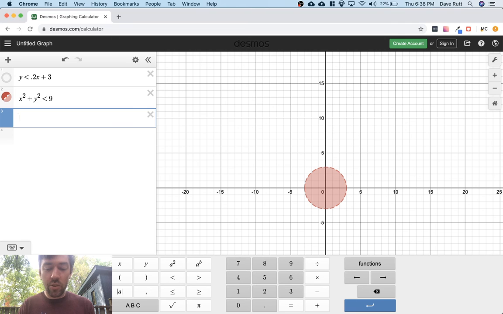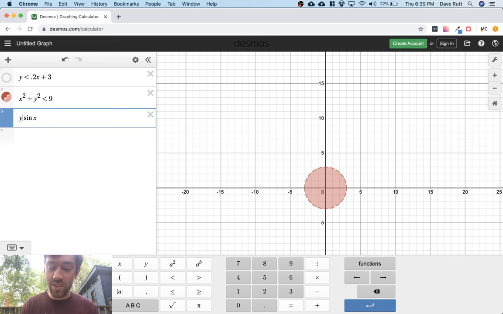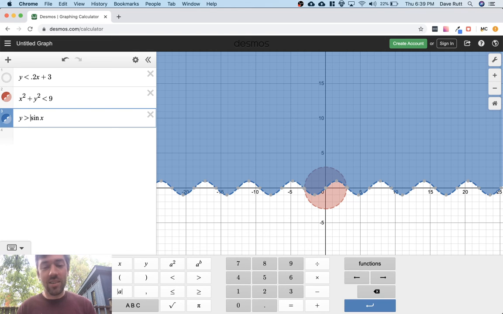And one more, I'll just show you the wave, y equals sine x. And if I change this to a less than, oh, now that is nice. Desmos automatically picks the colors for you, and it just so happens that it picked blue, so it looks just like the ocean. So that's really, really nice. Okay, and if I change this to greater than, well, now it looks a little weird. I guess maybe it looks like the sky now, above the waves. And okay, and there we go.